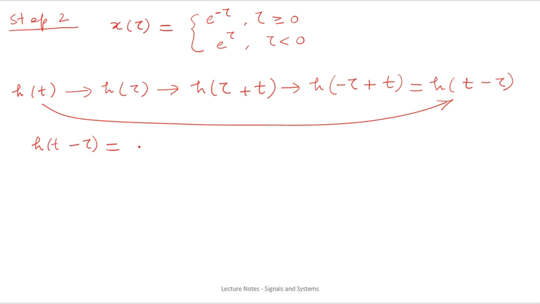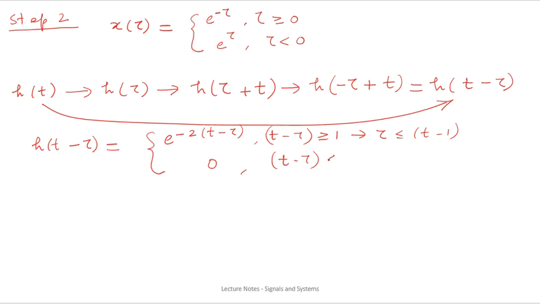So your h of t minus tau will be e to the power minus twice of t minus tau for t minus tau greater than or equal to 1, which means that tau should be less than t minus 1, and it will be 0 if t minus tau is less than 1, which means that tau is greater than t minus 1.